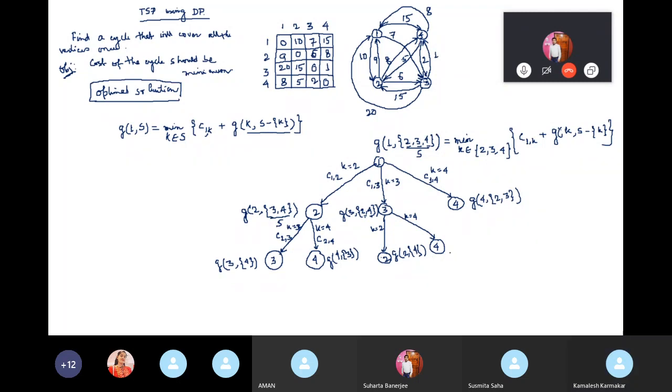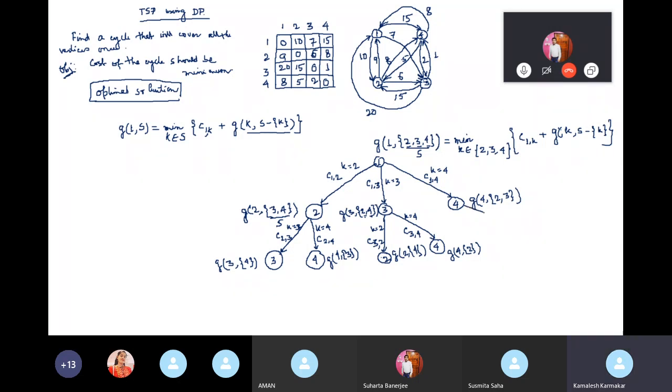Here this function G equals to, the current vertex is 4, and what will be the remaining vertex? Eliminate 4 from this set. So if you eliminate 4, then this vertex is 2. Now the cost of this edge is, for this vertex is C3, next vertex is 2, so C3,2, and the cost of this edge is C3,4.